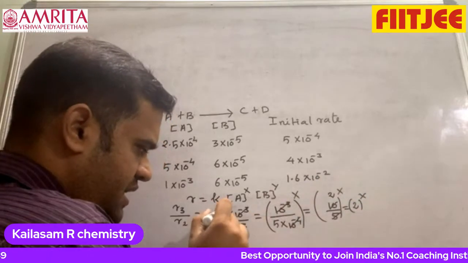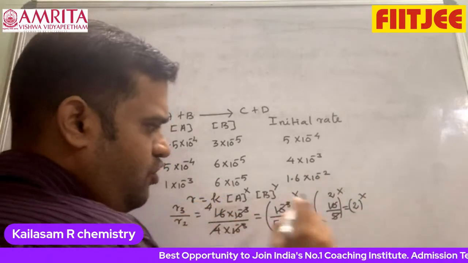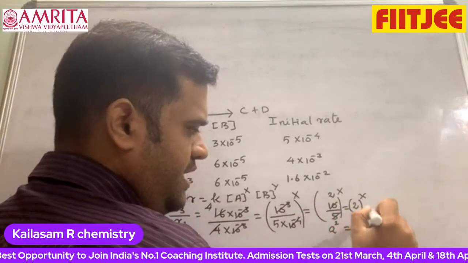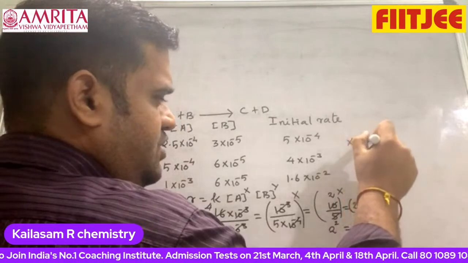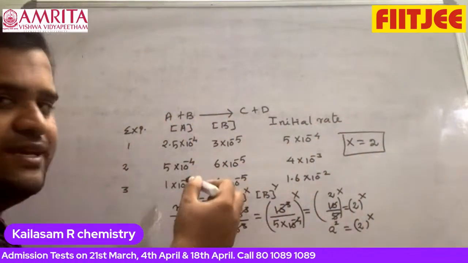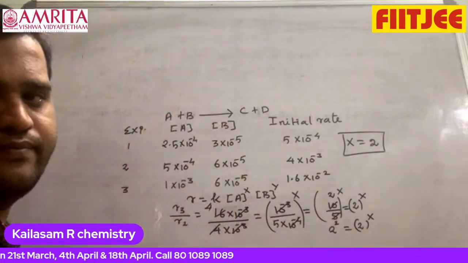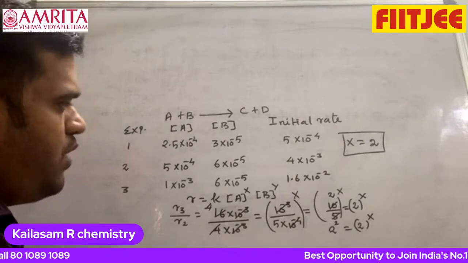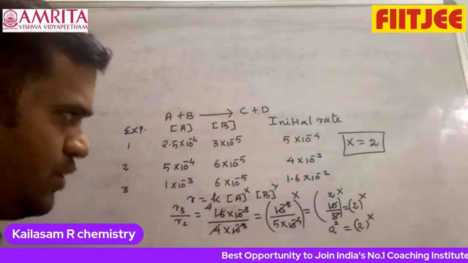Now this will be 4. 4 means I can write 2 squared is equal to 2 power x. Therefore x is equal to 2. Now I can say the order of reaction with respect to A is second order. Now come to the point, in the case of B, how am I going to find it out?